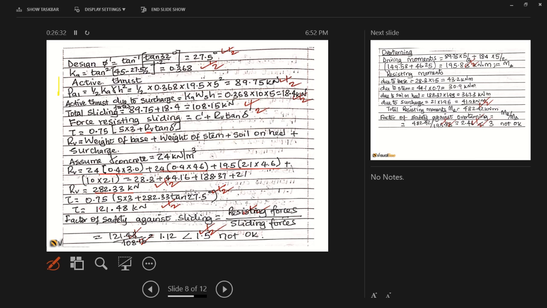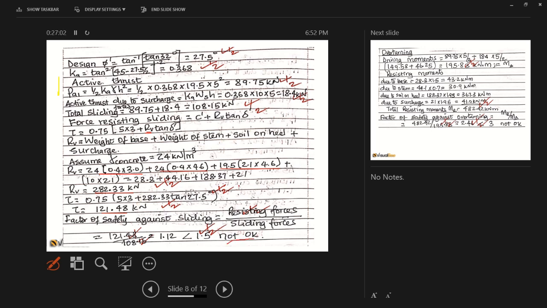We can substitute and get 128.48. So this is the resisting force and the sliding force. So the factor of safety against sliding is resisting forces over sliding forces, which is 348 divided by 108, and that is 1.12, less than 1.5. So this is not okay.